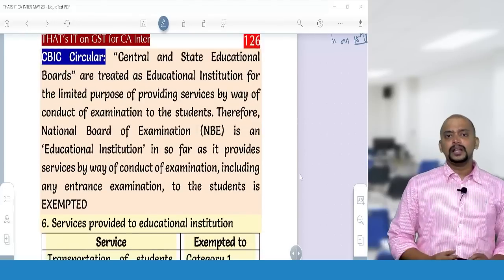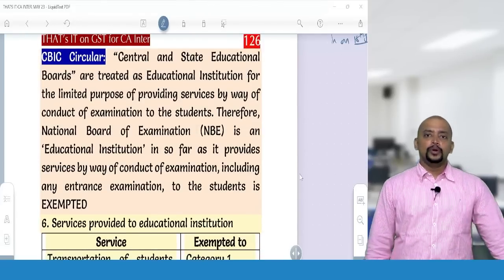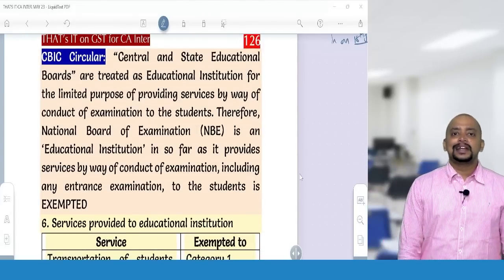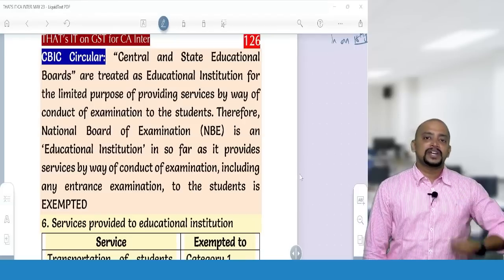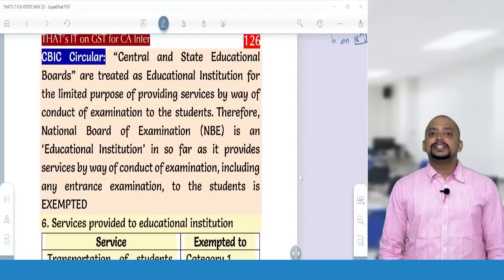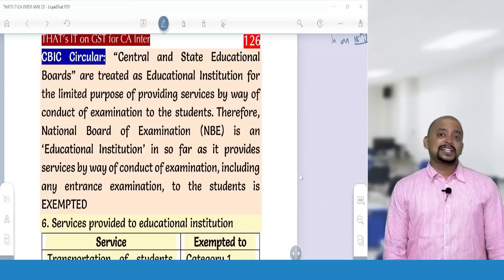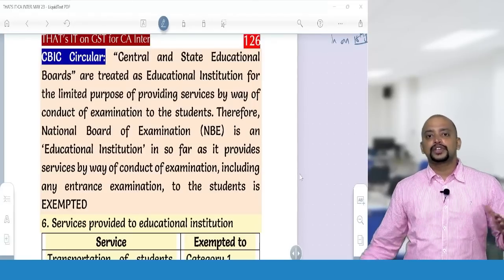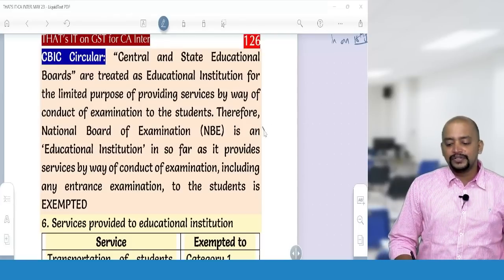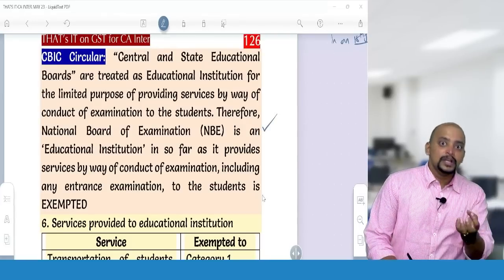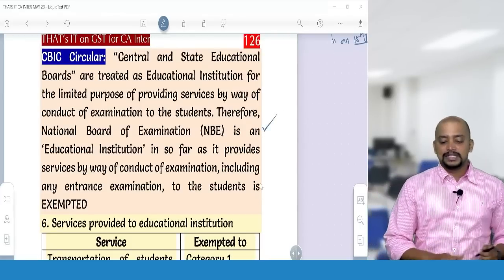Then there is an examination board that conducts an entrance exam. Their job is only to conduct the entrance exam and give the rank, but they will not be giving any seats. So in that case, will that examination board come under education institution? As per the CBIC circular, yes, that examination board will come under education institution. So the entrance exam fee collected by them is exempted.